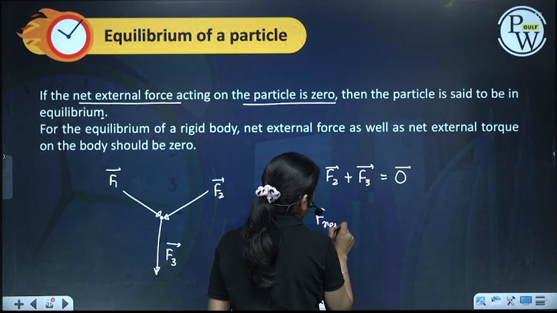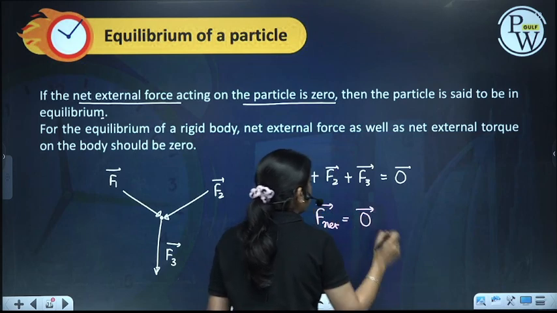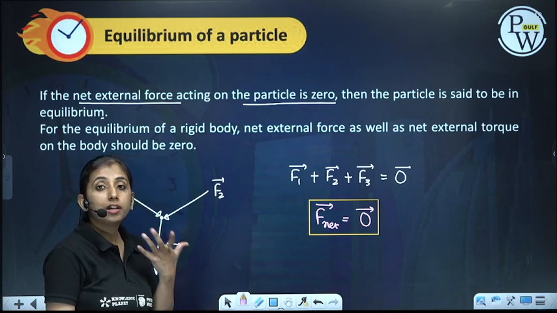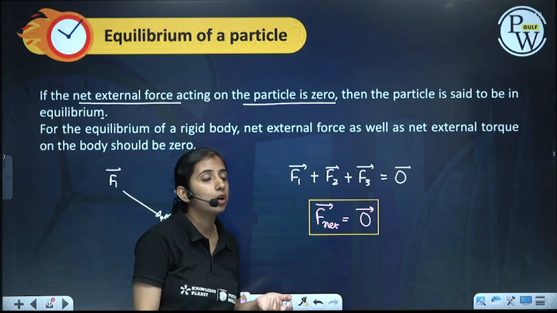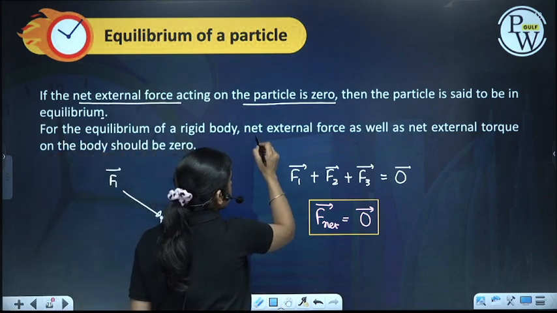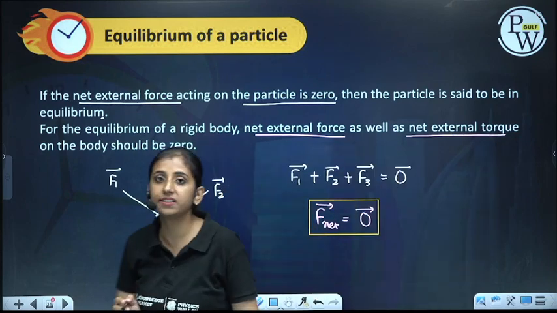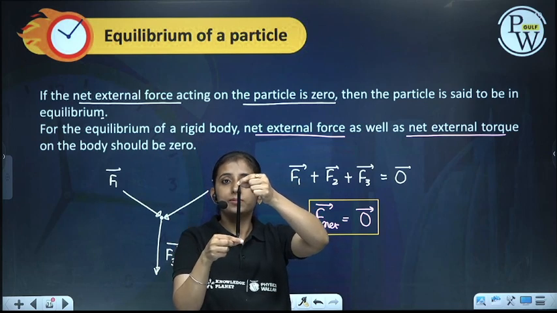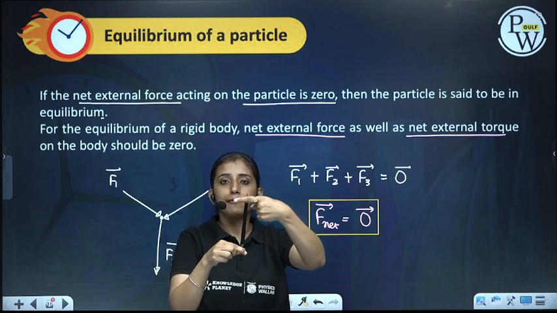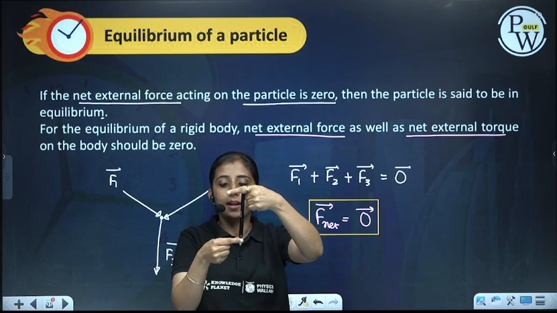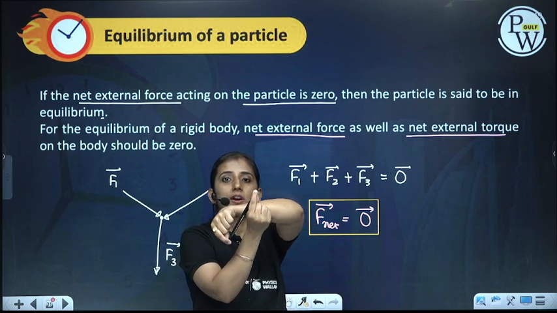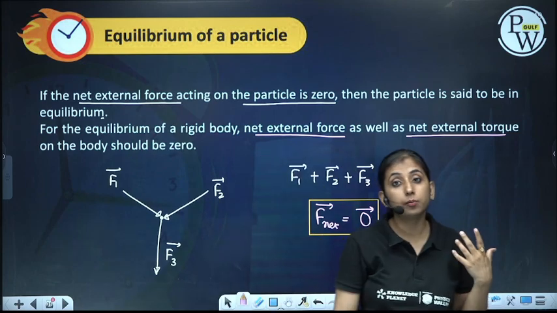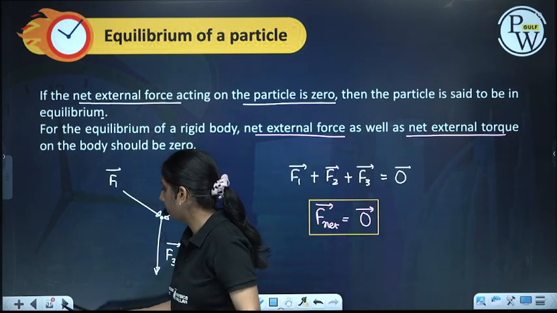So what is the condition for a particle to be in equilibrium? F net vector must be 0, okay? Then the particle is in equilibrium. But for a rigid body, torque must also be 0. For a rigid body, net external force as well as net external torque both should be 0. If we have a rigid body like this and I apply some force F in this direction and the same amount of force in the opposite direction, net force is 0. But what will happen? As soon as I apply these forces, the body will start rotating, so it will have some torque. So for a rigid body, net force as well as torque must be 0.